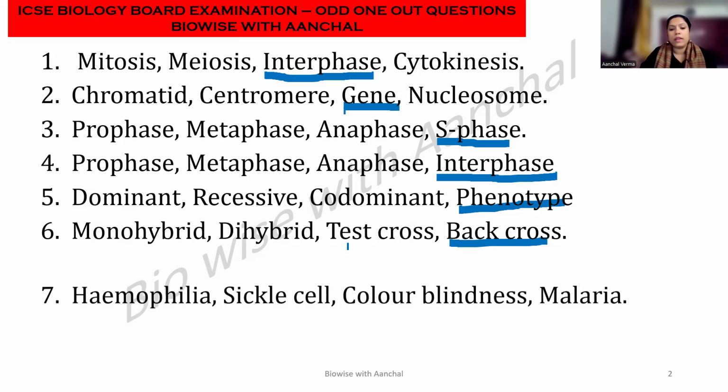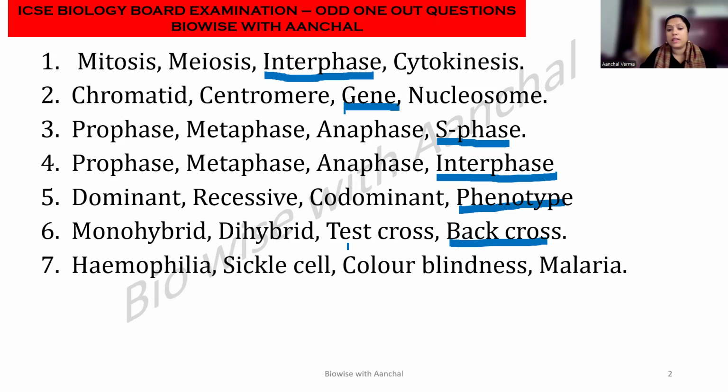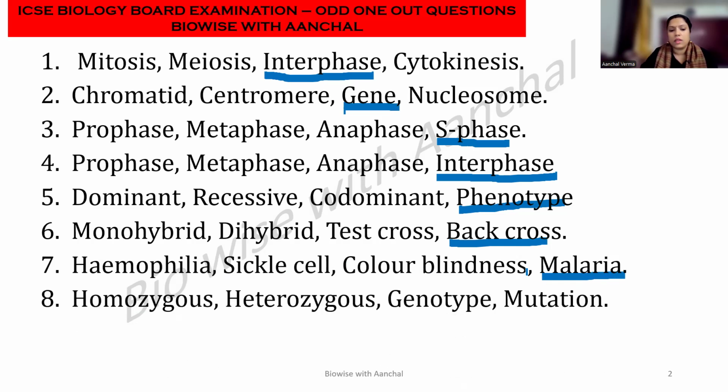Okay. Next one, hemophilia, sickle cell anemia, color blindness, and malaria. Now, hemophilia and color blindness are X-linked disorders. Sickle cell anemia is also a DNA mutational disorder. So they are all inherited. But malaria is caused by a protozoan, right? So it's a disease caused by a microorganism, not a genetic disorder. So the rest are all genetic disorders.